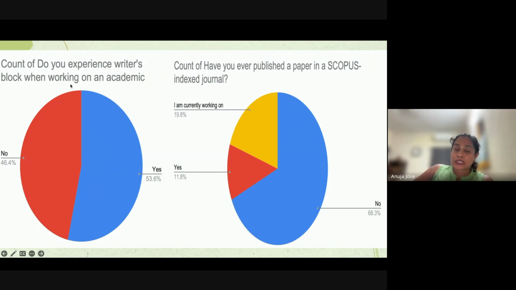You will be able to tackle your writer's block. And I'm sure those of you who want to publish in Scopus indexed journals, once you follow this method, this will be reflected in your writing as well.